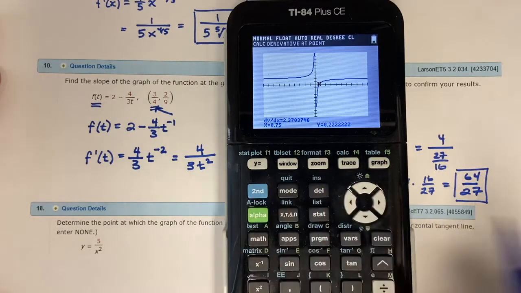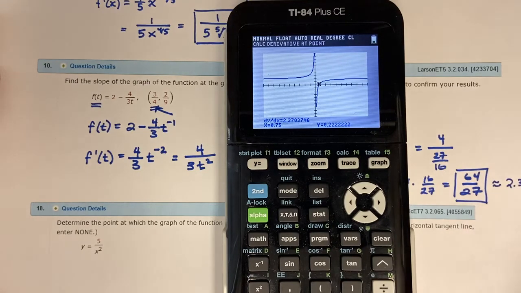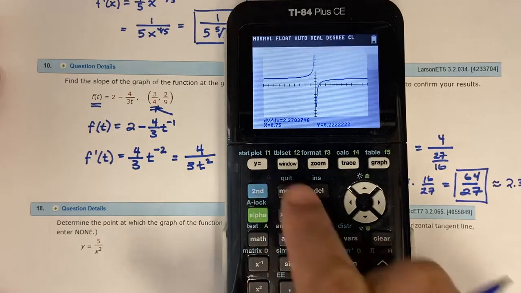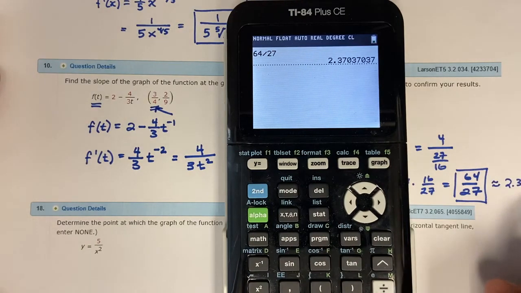And then just to check that that's equal to this, right? That's just the decimal approximation of this fraction, 64/27, 2.37, etc., right? Then just to check that, you can quit and say, okay, what is 64 divided by 27? And you definitely get that same value. Okay, so that's just a way you can check on your calculator, make sure you're doing these things right.